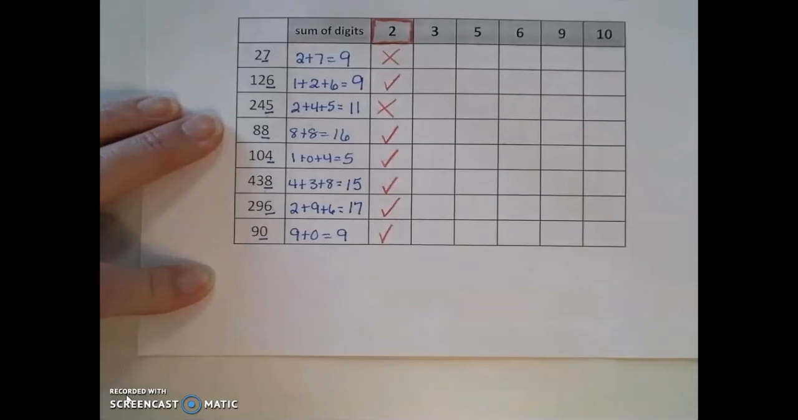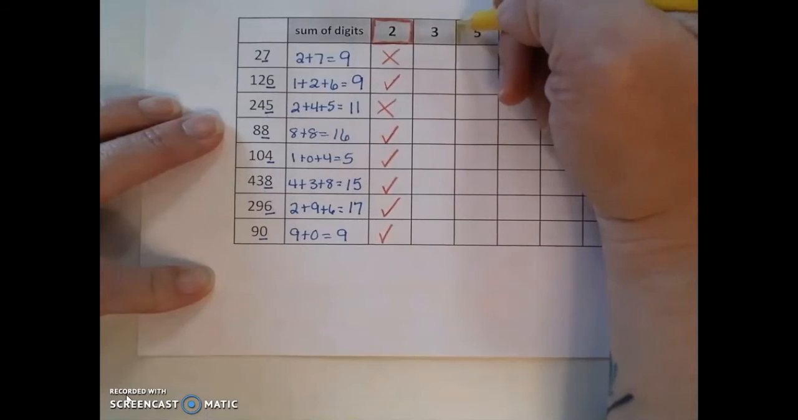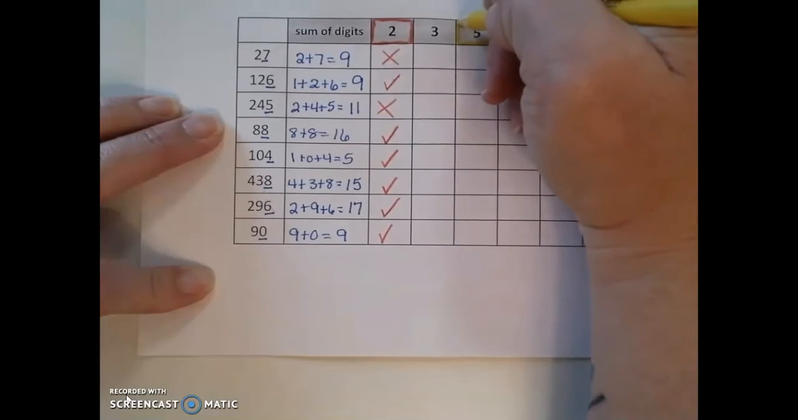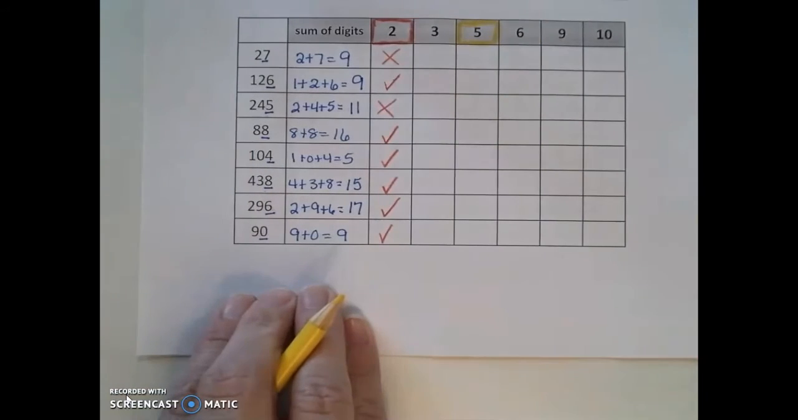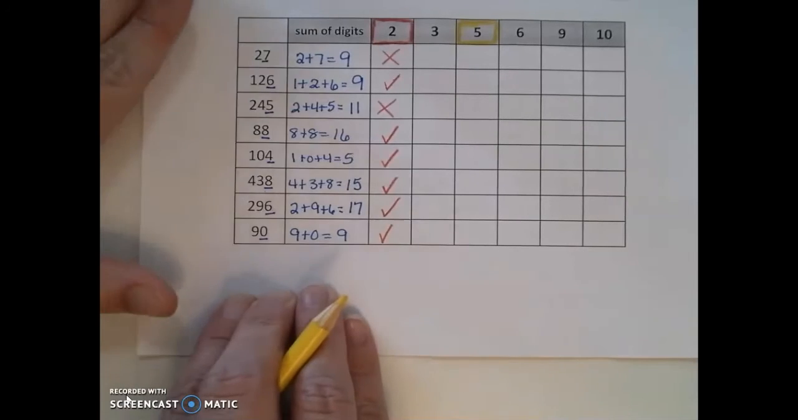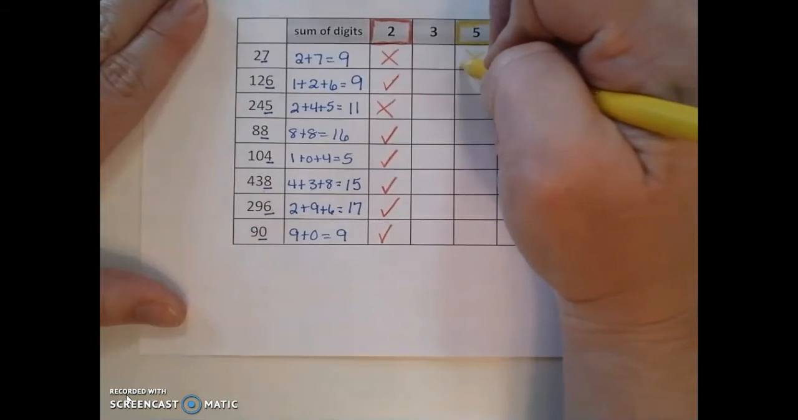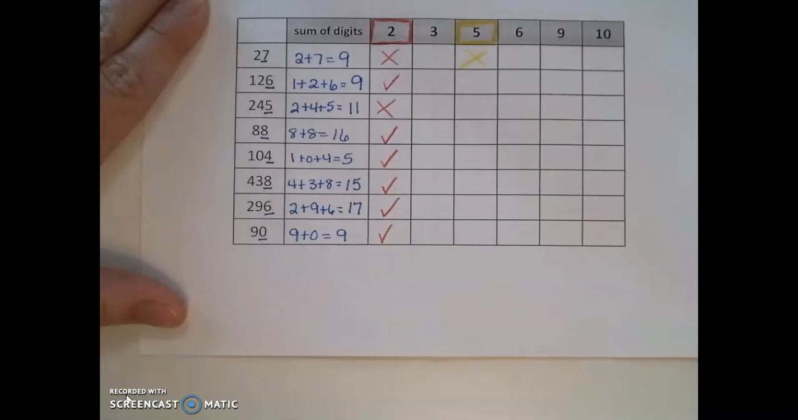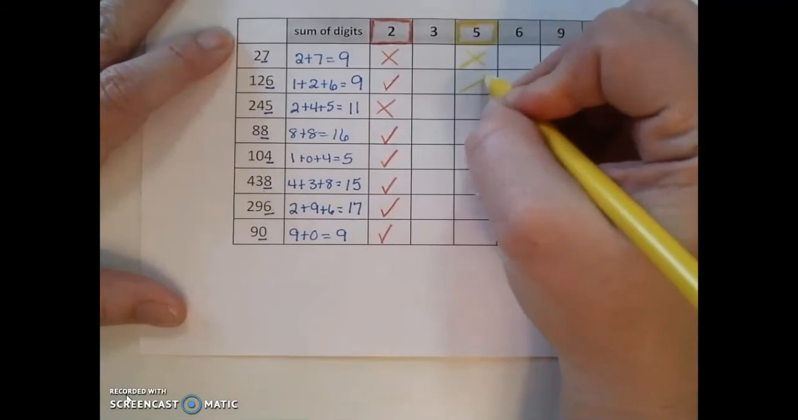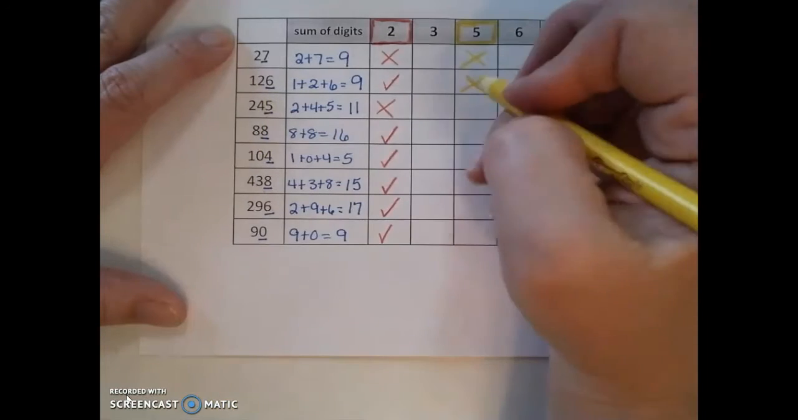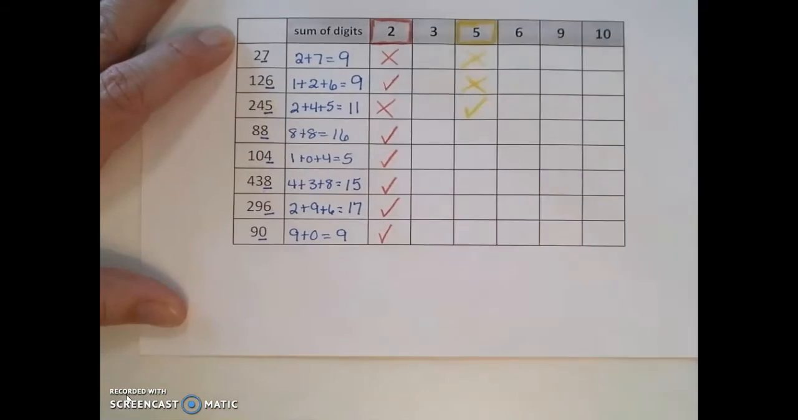Now we're going to skip over into our 5's, because that's another one that does the last digit of a number. So we're going to focus on this one next. And the divisibility rule for 5's is that our last digit in our number has to either be a 0 or a 5. The last digit in this one is not a 0 or a 5, so it gets an X. 126, not a 0 or a 5 in that last spot. 245, yes, we have a 5 here, so that means that's our first yes in the 5 column.